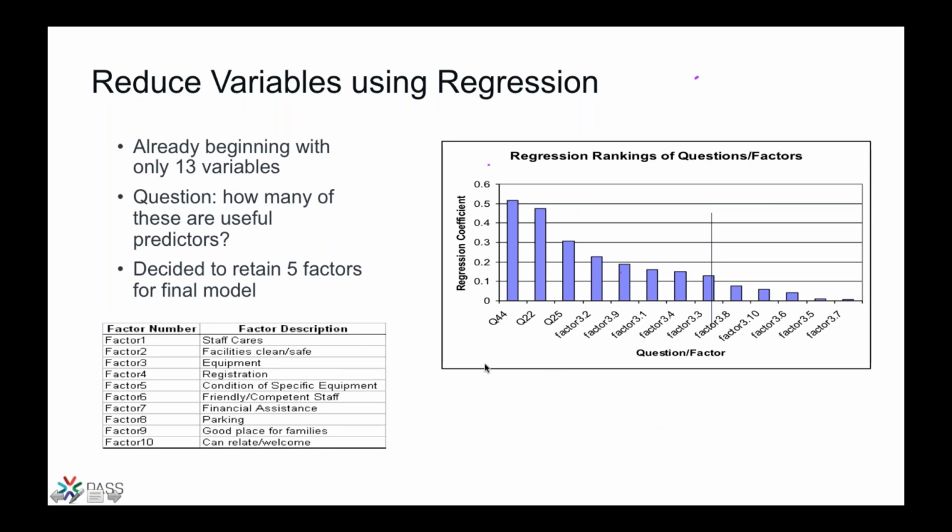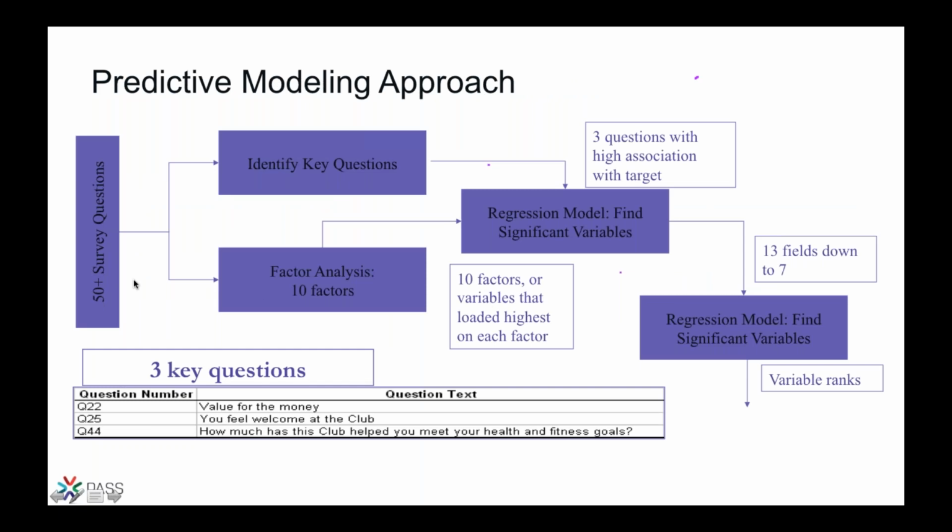questions. And these 3 core questions were questions 44, 22, and 25. Is value for the money was one of the questions that we kept on its own. And we used those as inputs to our initial regression models. Okay, so very straightforward statistical approach, 10 factors, 3 other core questions. What do we get out of it? So this is a flow of the process we went through.